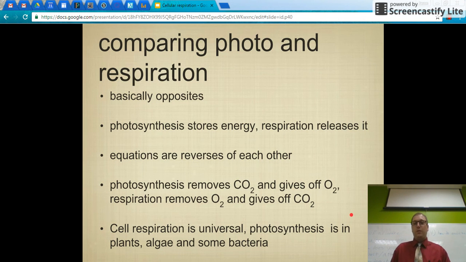Cellular respiration, one last thing. Remember, every living thing does cellular respiration. Okay? Photosynthesis is only in plants, algae, and some bacteria.